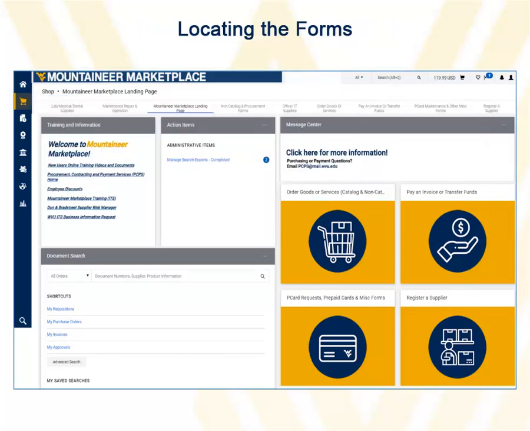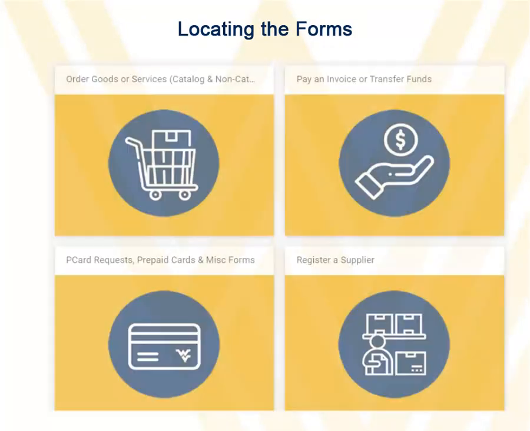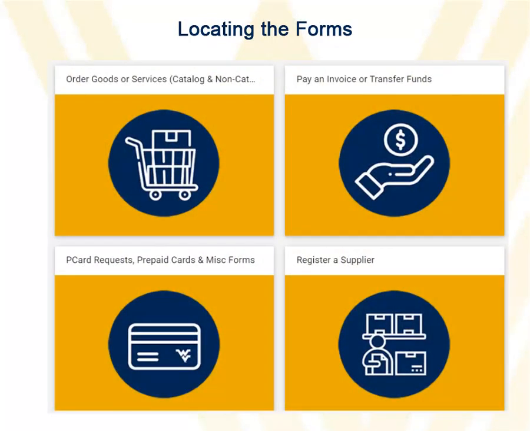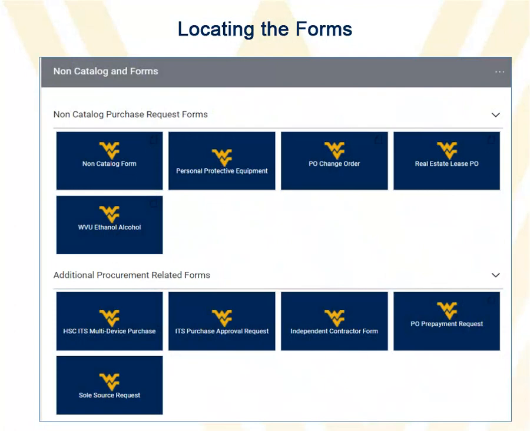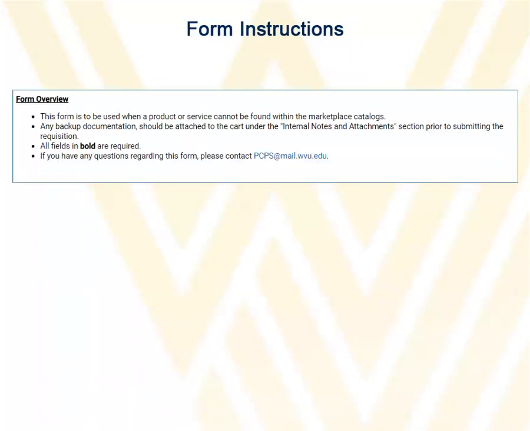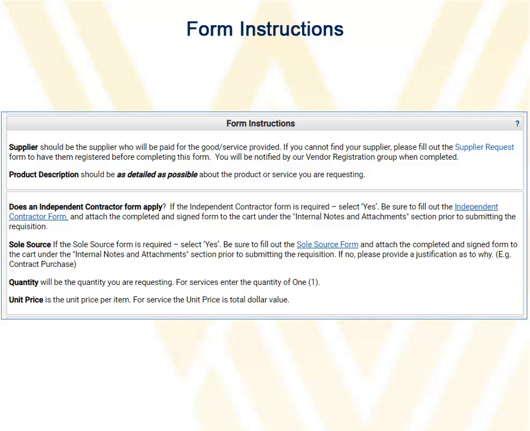Locate the forms in the lower right corner of the landing page. Some forms are located in the Goods and Services icon, others through the Pay and Invoice icon, and others through the P-card icon. After clicking the first icon, you will see a list of forms, and you can then choose the correct icon. At the top of each request form will be a form overview describing the purpose of the form. Below that will be the form instructions.